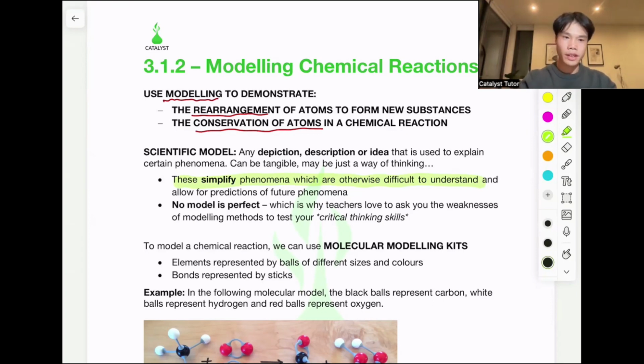It makes things easier, and no model is perfect. Every model has weaknesses. This is what your teachers love you to dig into. So when this dot point comes up about modeling, oftentimes what they want is for you to actually critique models and tell them what's bad, not just say that this model is doing this, great, thumbs up. You should be saying this model sucks because, and then rant.